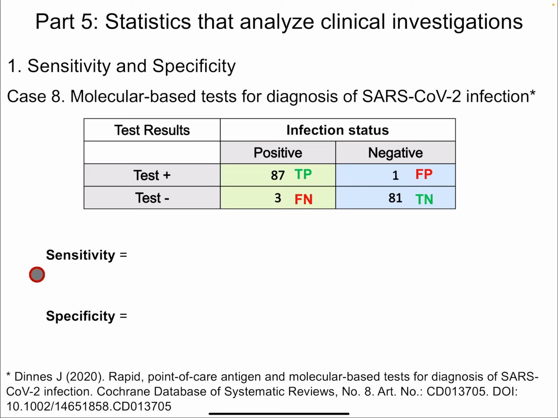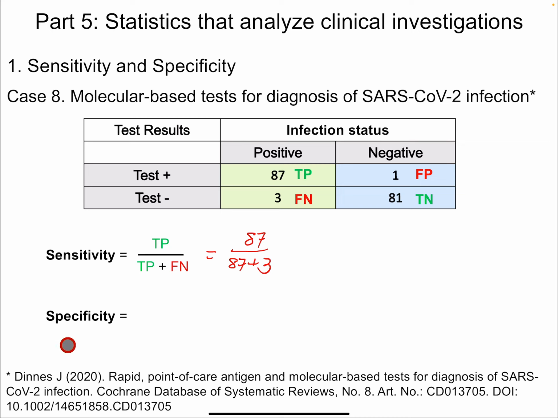Sensitivity tells how well a test picks up true positives. We use this formula. So in this case, 87 are true positive plus 3 false negative, and this is sensitivity.